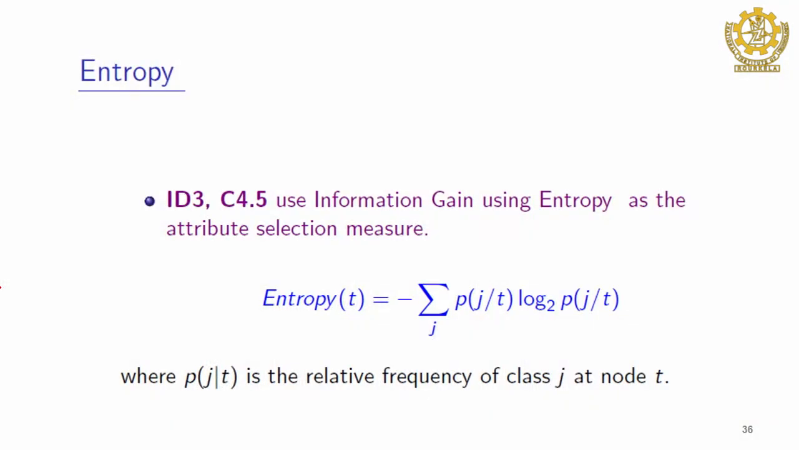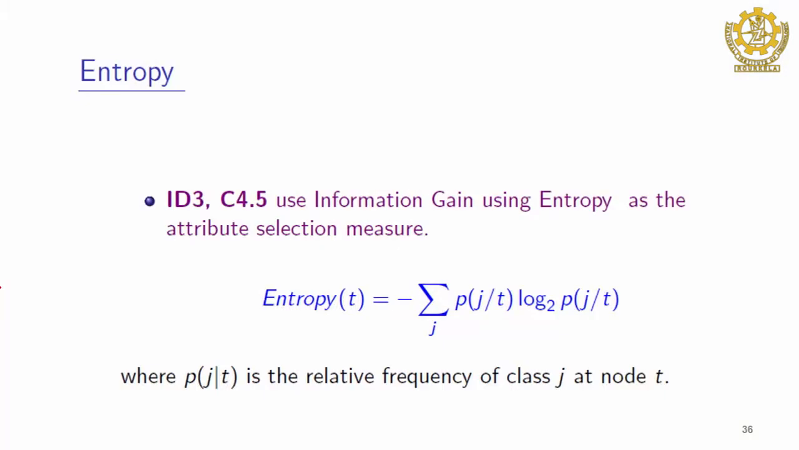So, today we will start with entropy. As I said in the previous classes, to measure the impurity we have three metrics. One we already discussed, that is the Gini index, and today we will start with the next metric, that is entropy. Entropy is used in ID3 and C4.5, which use information gain based on entropy.